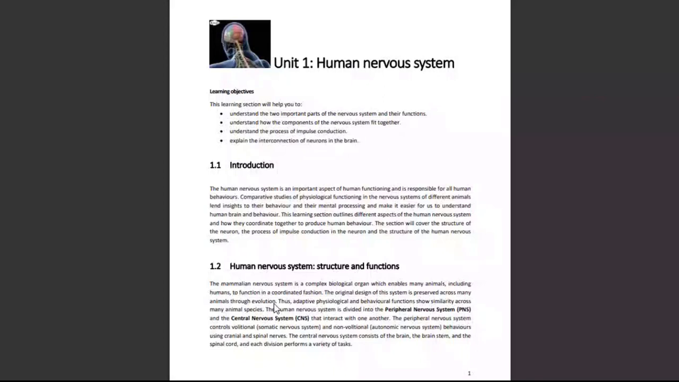That's adaptive. Maybe you're asking yourself, why animals? Because you're talking about psychology. Why not humans? Why do they keep on repeating animals? Like they said in the beginning, the human nervous system is an important aspect of human function, and it is responsible for all human behaviors. Not only humans behave, animals also behave. So behavior is found in both humans and animals. Yes, they keep on saying animals.